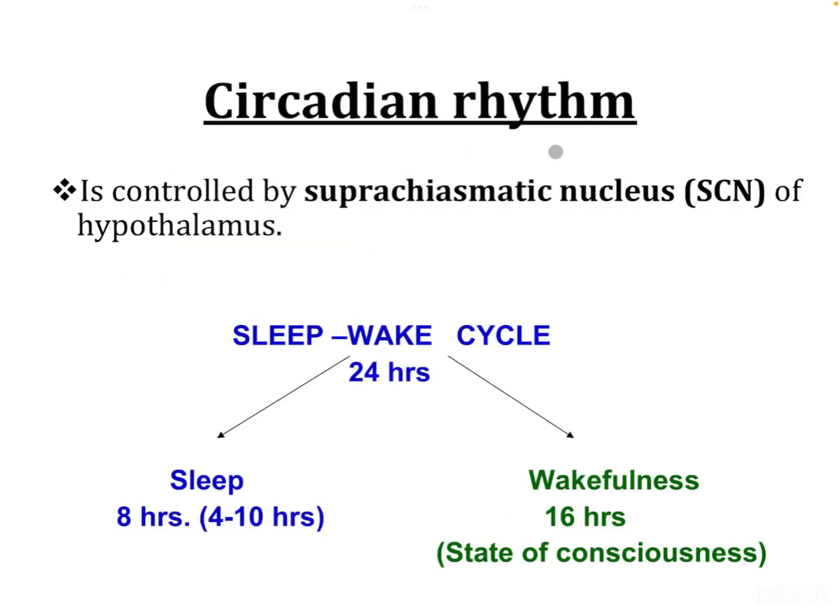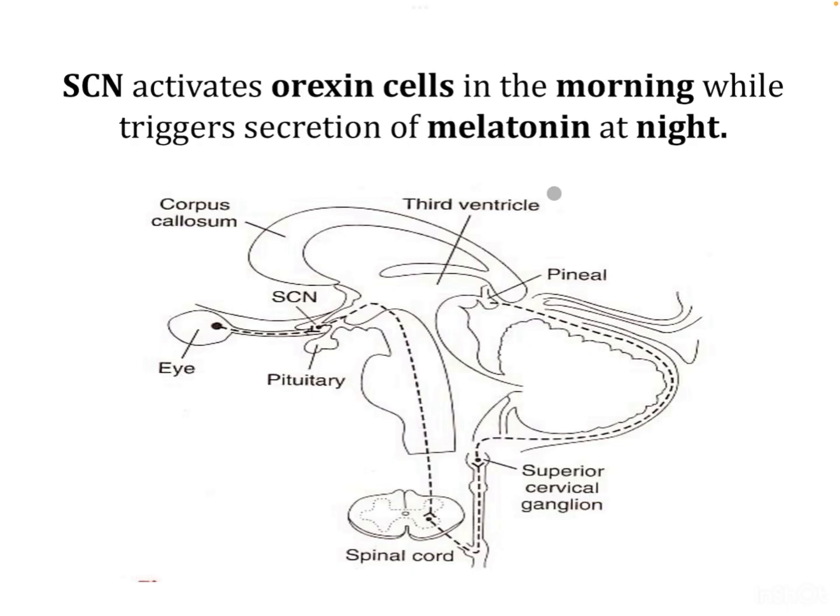Circadian rhythm. Sleep-wake cycle is the most important circadian rhythm with a periodicity of approximately 24 hours. Sleep is for 8 hours, the variation is from 4 to 10 hours, and wakefulness is for 16 hours with the state of consciousness. Circadian rhythm is controlled by the suprachiasmatic nucleus of the hypothalamus.